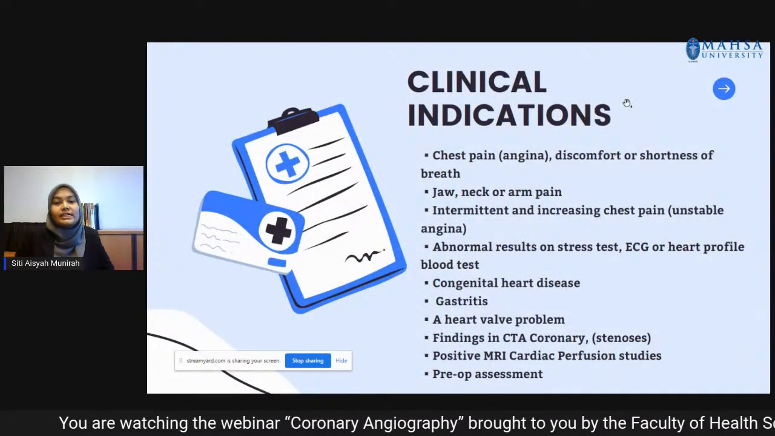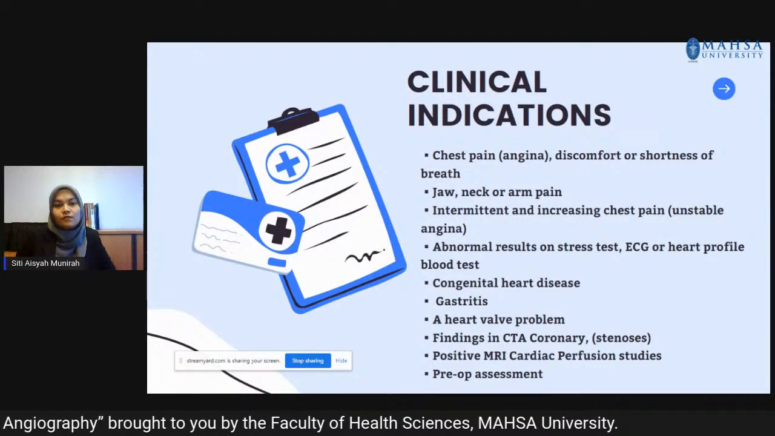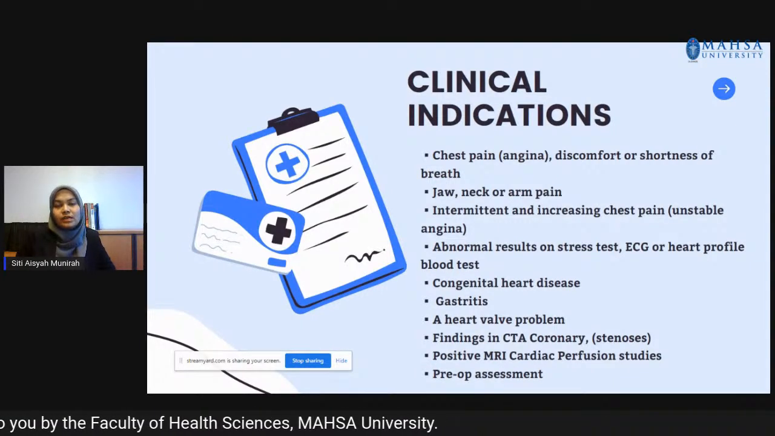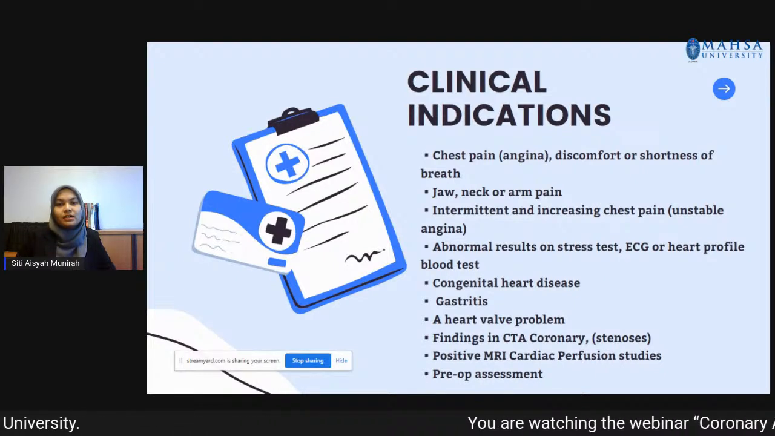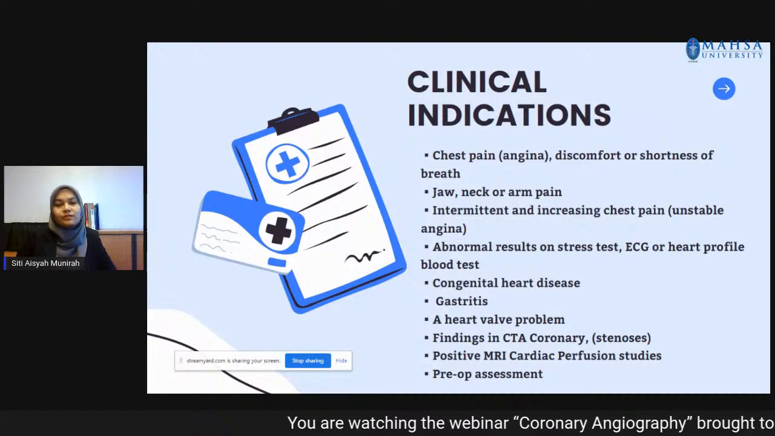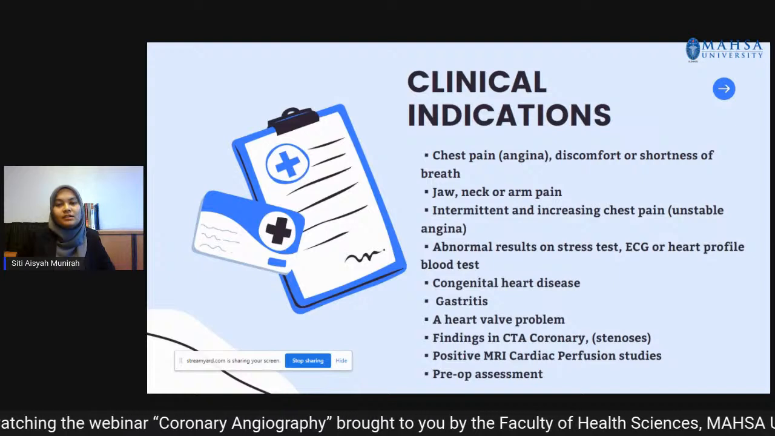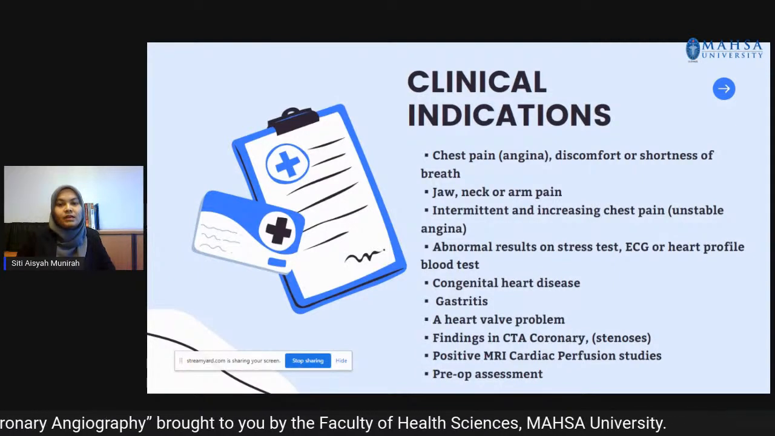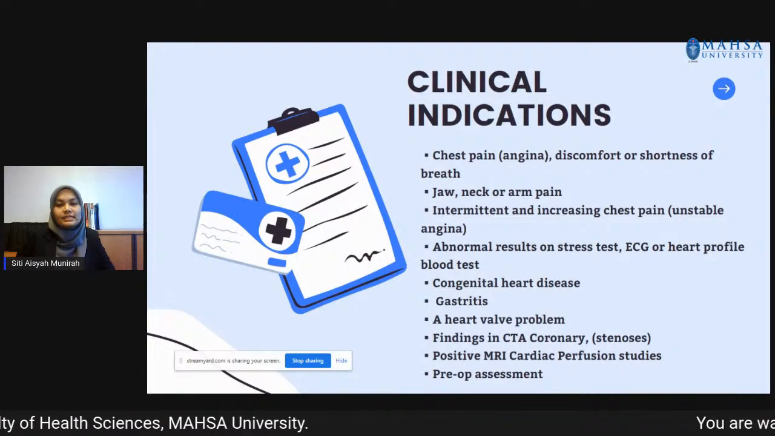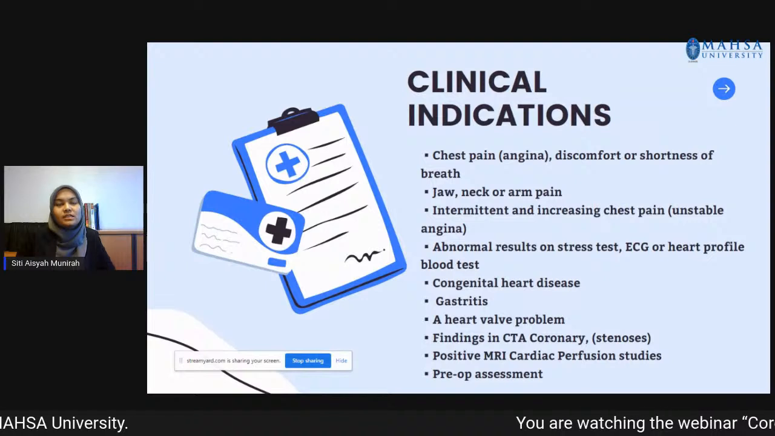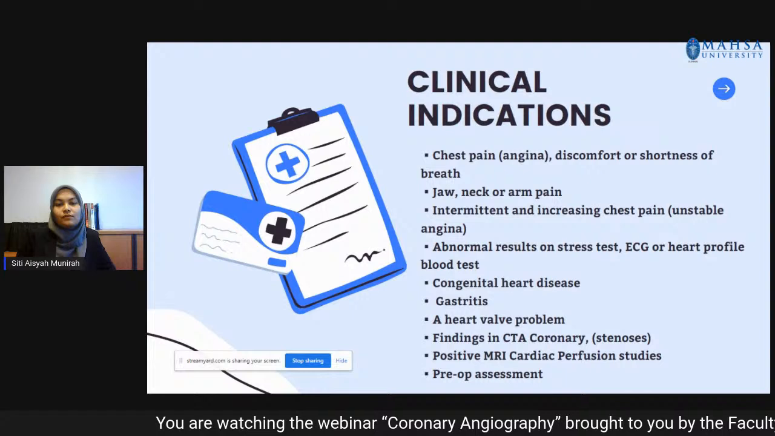Next is clinical indication. Clinical indication is the justified reason for patients to go for coronary angiography. One of the most important clinical indications is chest pain or angina. It is associated with discomfort or shortness of breath, jaw, neck, and arm pain, intermittent and increasing chest pain, and unstable angina. Also, patients with abnormal results on the stress test, ECG, and cardiac enzyme blood test. Patients with congenital heart disease, which is heart disease present since childhood, are also indicated for coronary angiography.